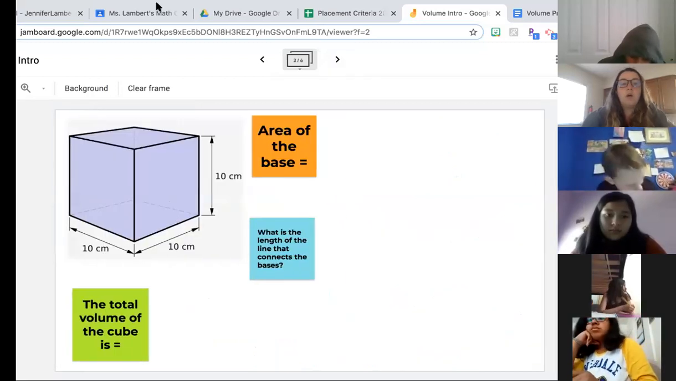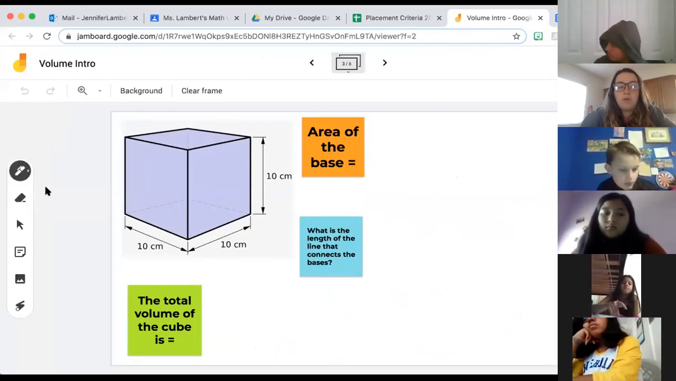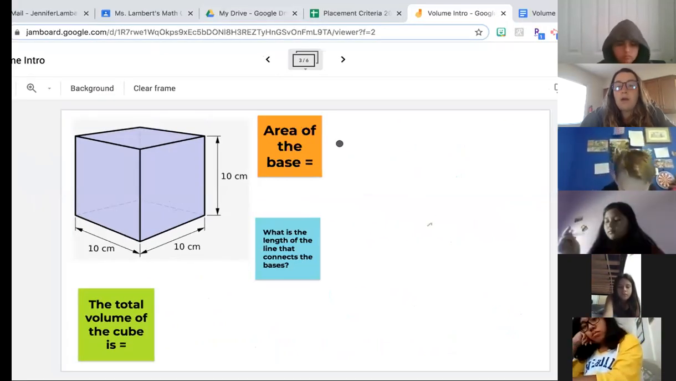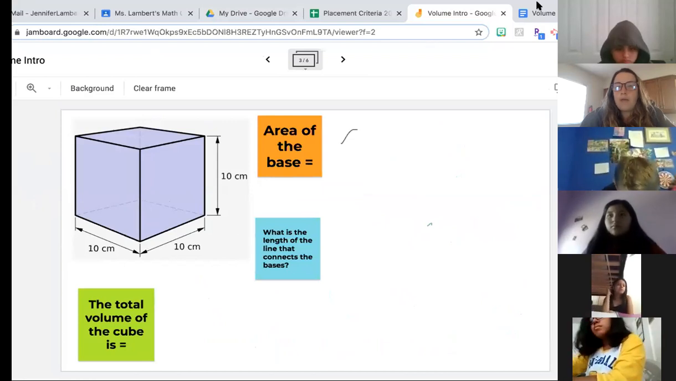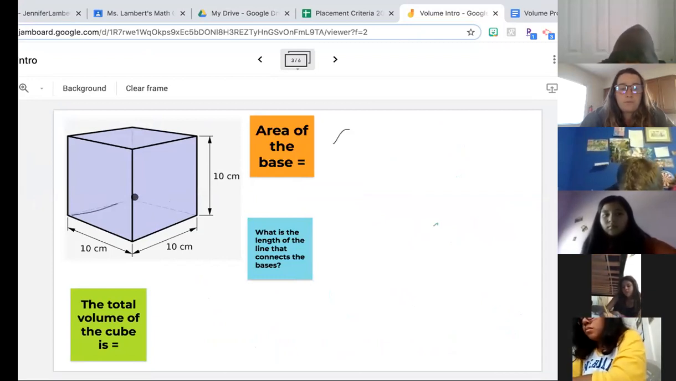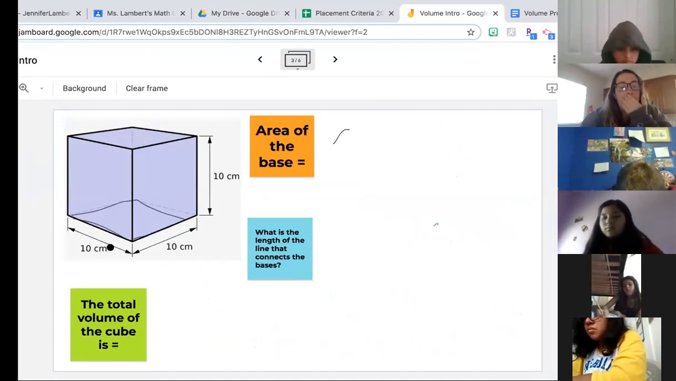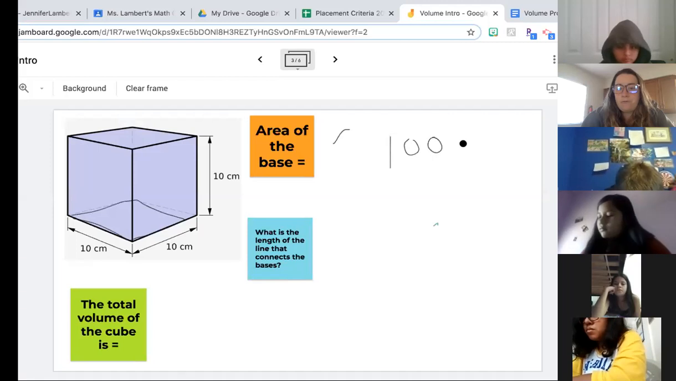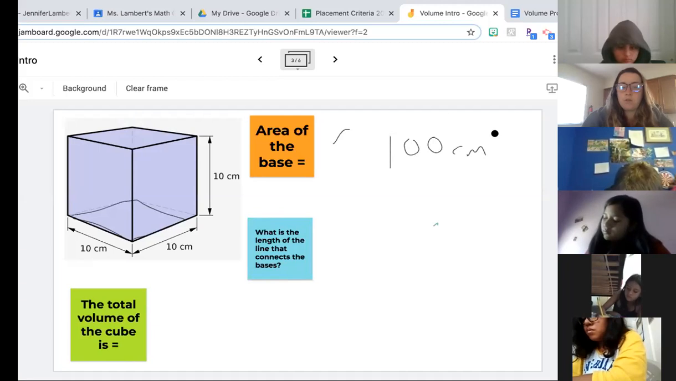Okay, so here is our first example. In this shape, we should know that this shape is a cube. So the area of our base, so we have a square. When I have a square, I use length times width. I know it lags a little bit when I do this on Zoom. So if I found the area of the base, 10 times 10 is 100. So that's the area of my base, 100 centimeters squared.